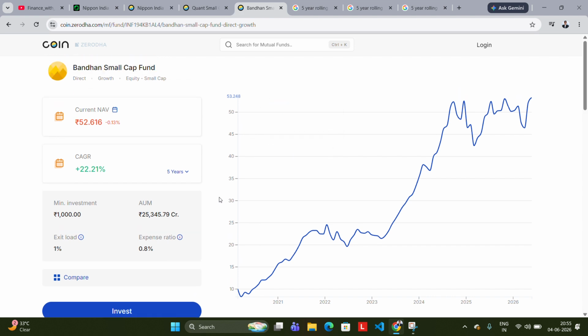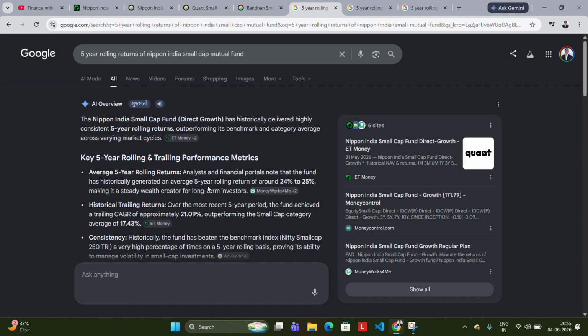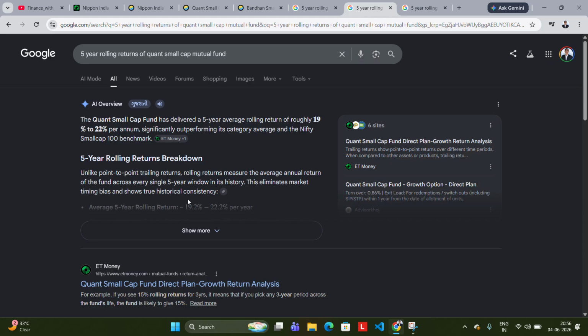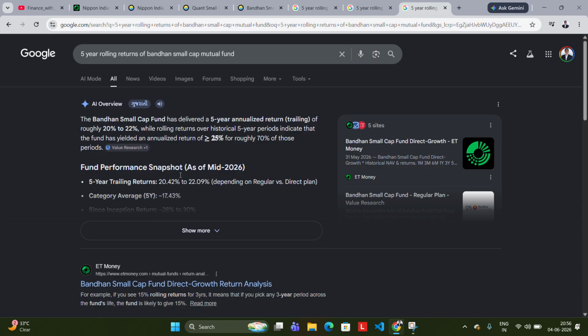And we should see one more important parameter that I told you about, the rolling returns. The rolling returns of the Nippon India Small Cap Fund are around 24 to 25%, as we can see, according to this website. The data is fetched by Gemini, not by me. And let's see the Quant Small Cap Fund, it is around 19 to 22%. So even with a high expense ratio, if it is not delivering returns, then I guess it's a red sign for me to invest in this fund. Okay. For Bandhan, it is 20 to 22% and 25% is the trailing return.